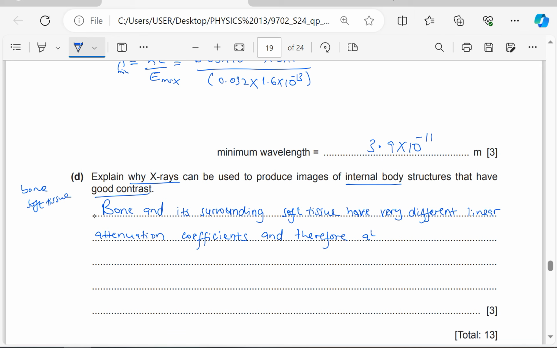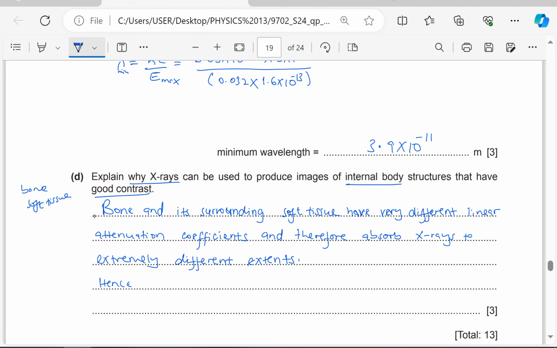Therefore absorb X-rays to extremely different extents. And therefore absorb X-rays to extremely different extents. Hence, transmitted intensities by bone and soft tissues are very different.